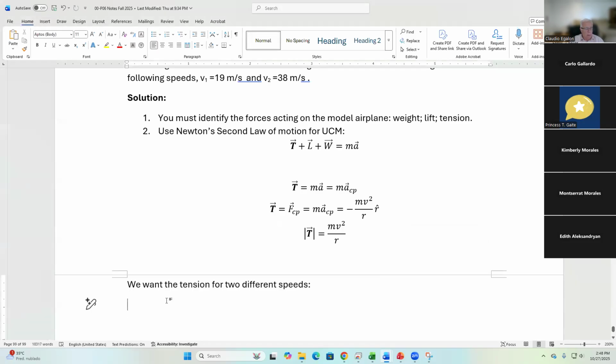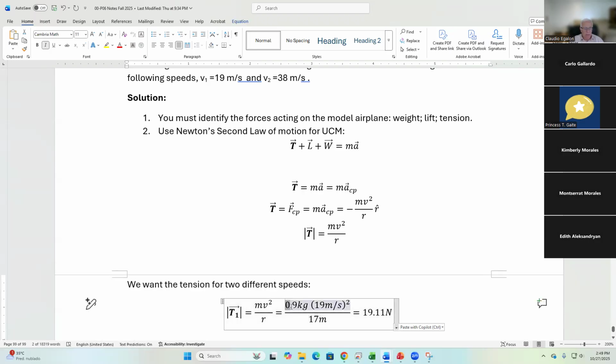Speed 1 is 19 meters per second. The radius is 17 meters. The mass is 0.9 kilograms. We get around 19.11 newtons. I don't want this one here. Let me see if I can do better than that. Yeah, that's how I want it.